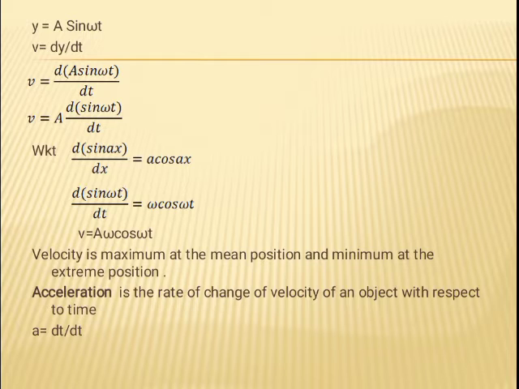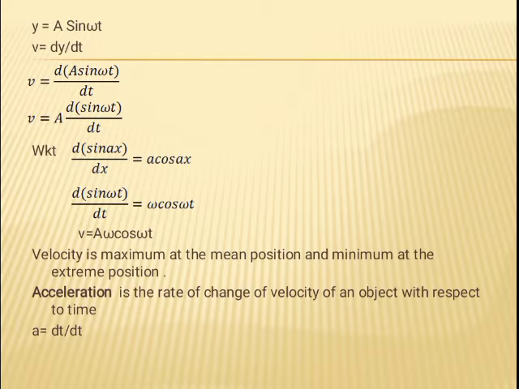So it goes to some extreme point and again it comes back. So when you are coming back, in the middle, at its mean position, you can see that its velocity is maximum. So velocity is maximum at the mean position and minimum at the extreme position. So always remember your velocity value: v is equal to a omega cos omega t.